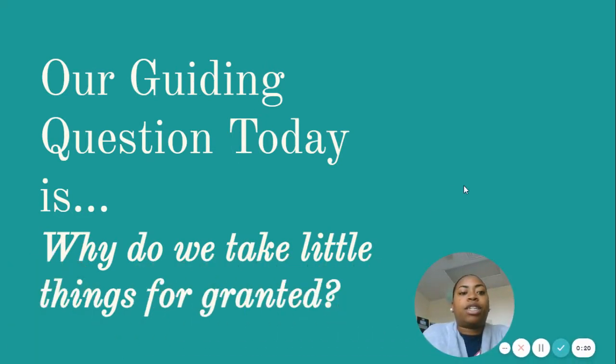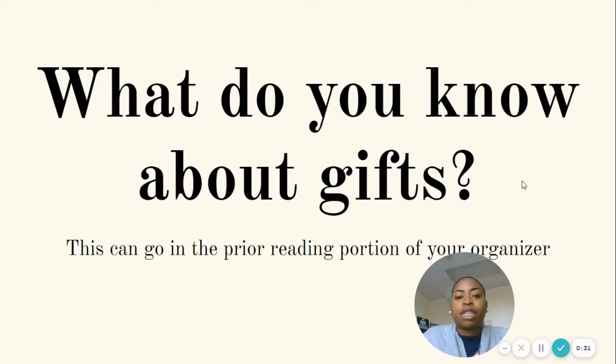Our guiding question for today is, why do we take little things for granted? So that is our guiding question. That is the overall theme which we want to accomplish throughout this reading. So you would present to kids what they already know. That's the first part of our graphic organizer.